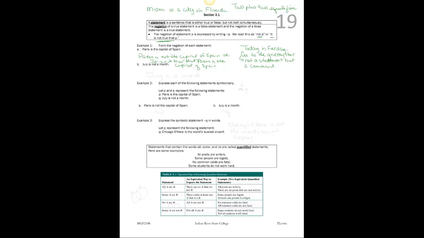Okay. So here again, keyword, we're saying opposite. So if something is not, then the opposite will be that it is. So as we look at example B, July is not a month, what would be the negation? July is a month.